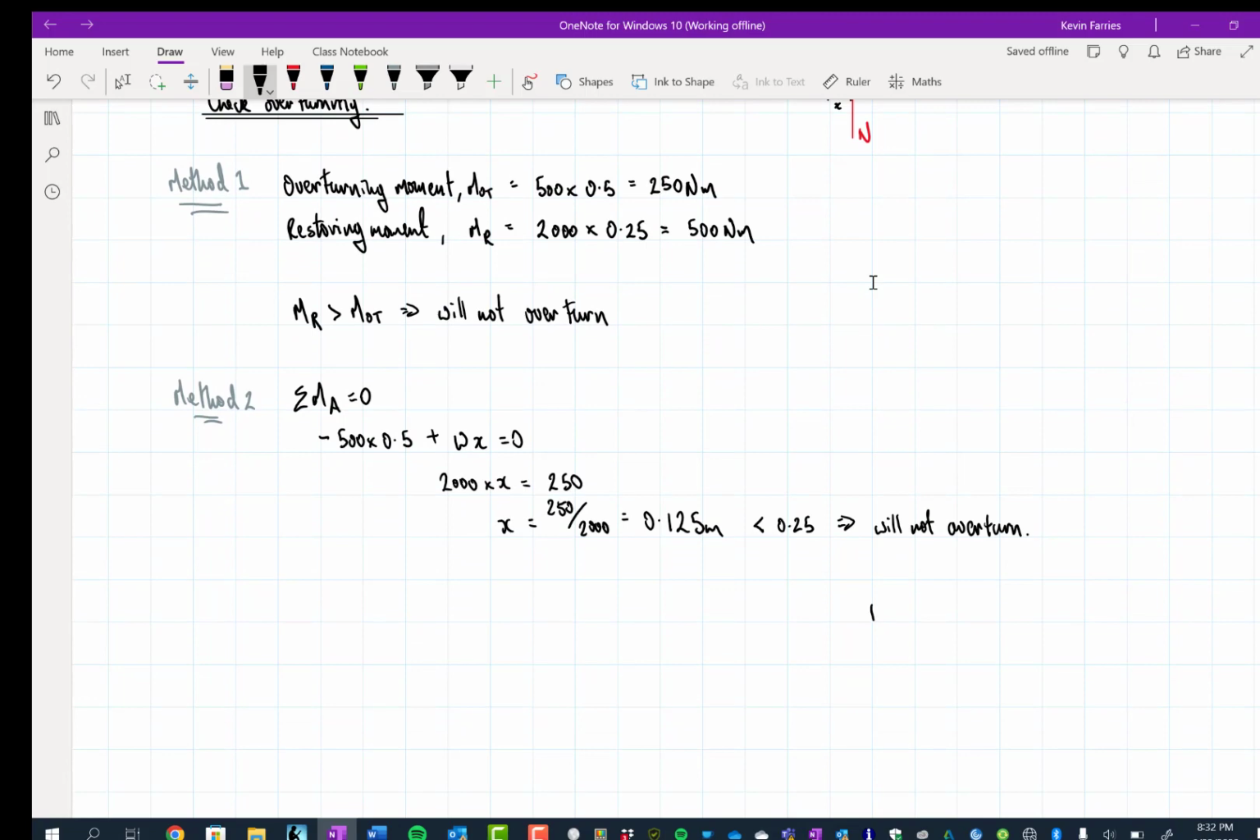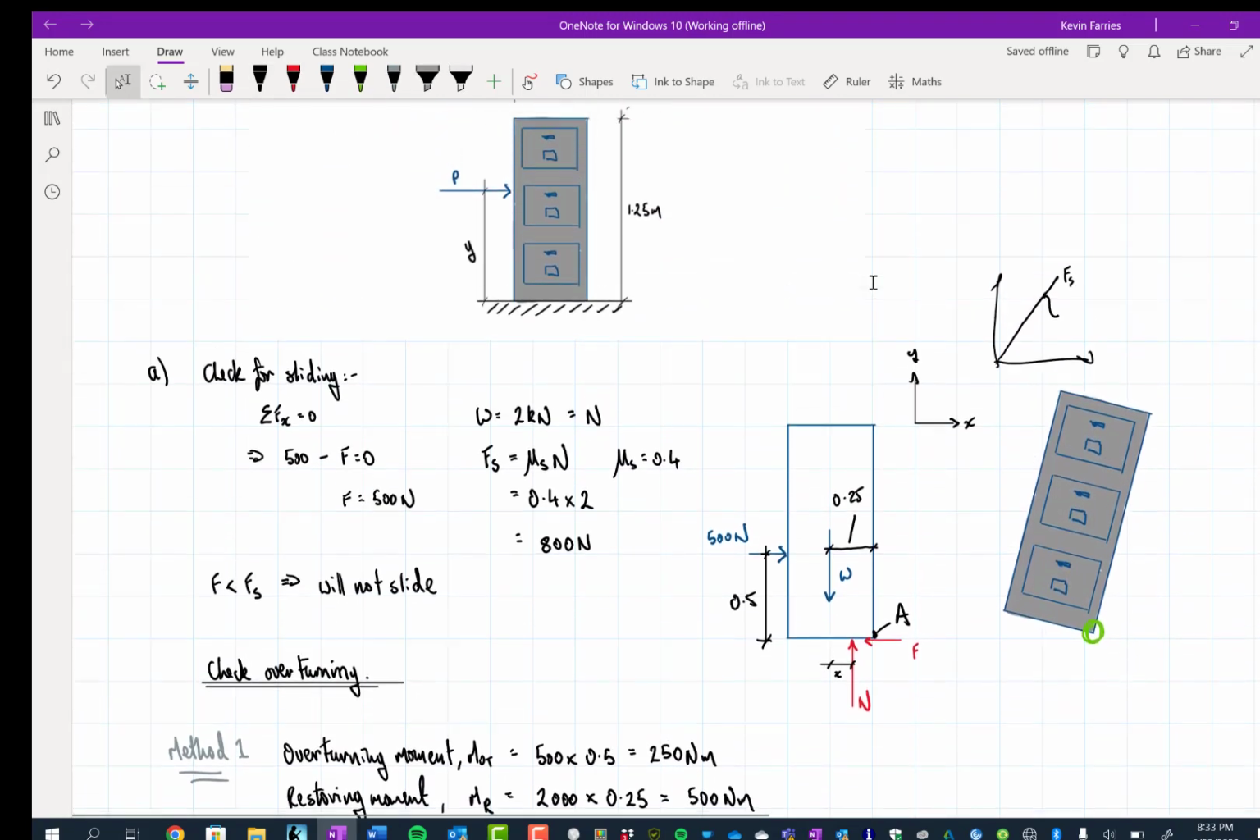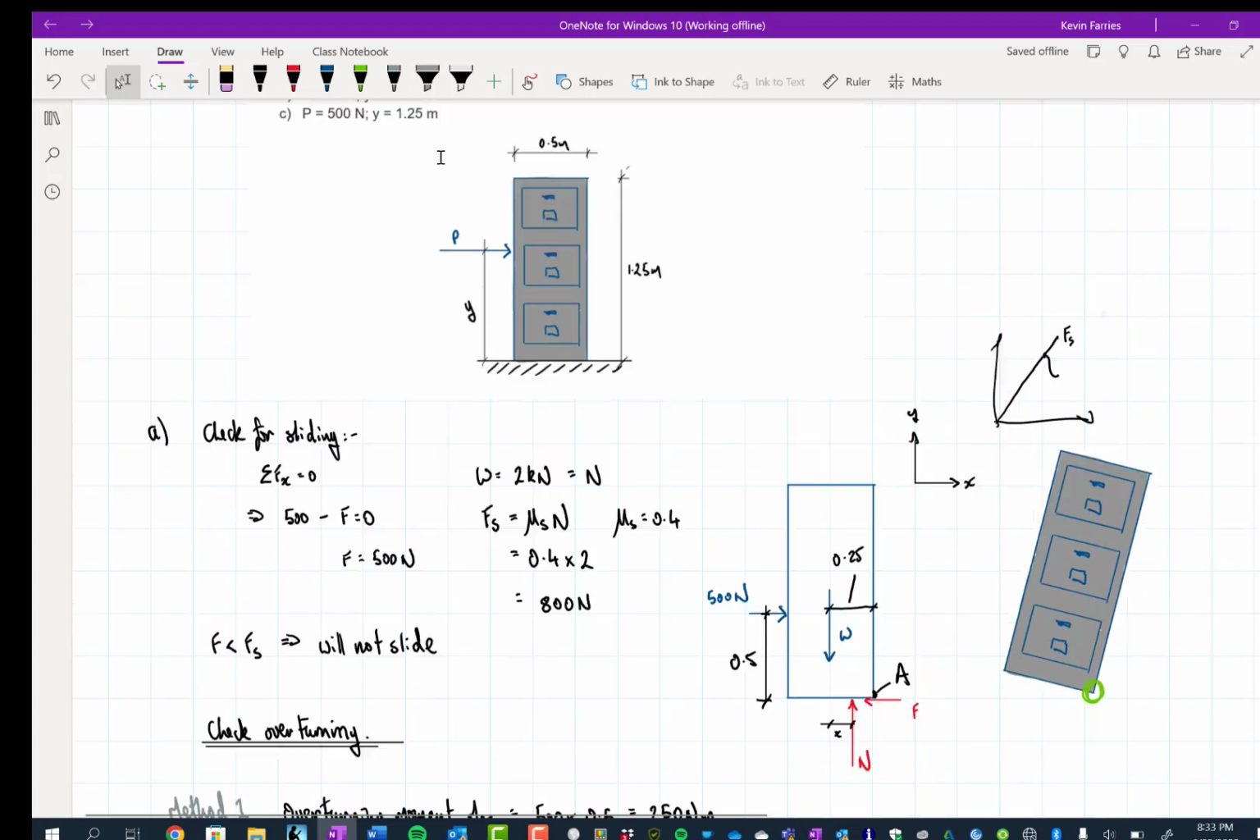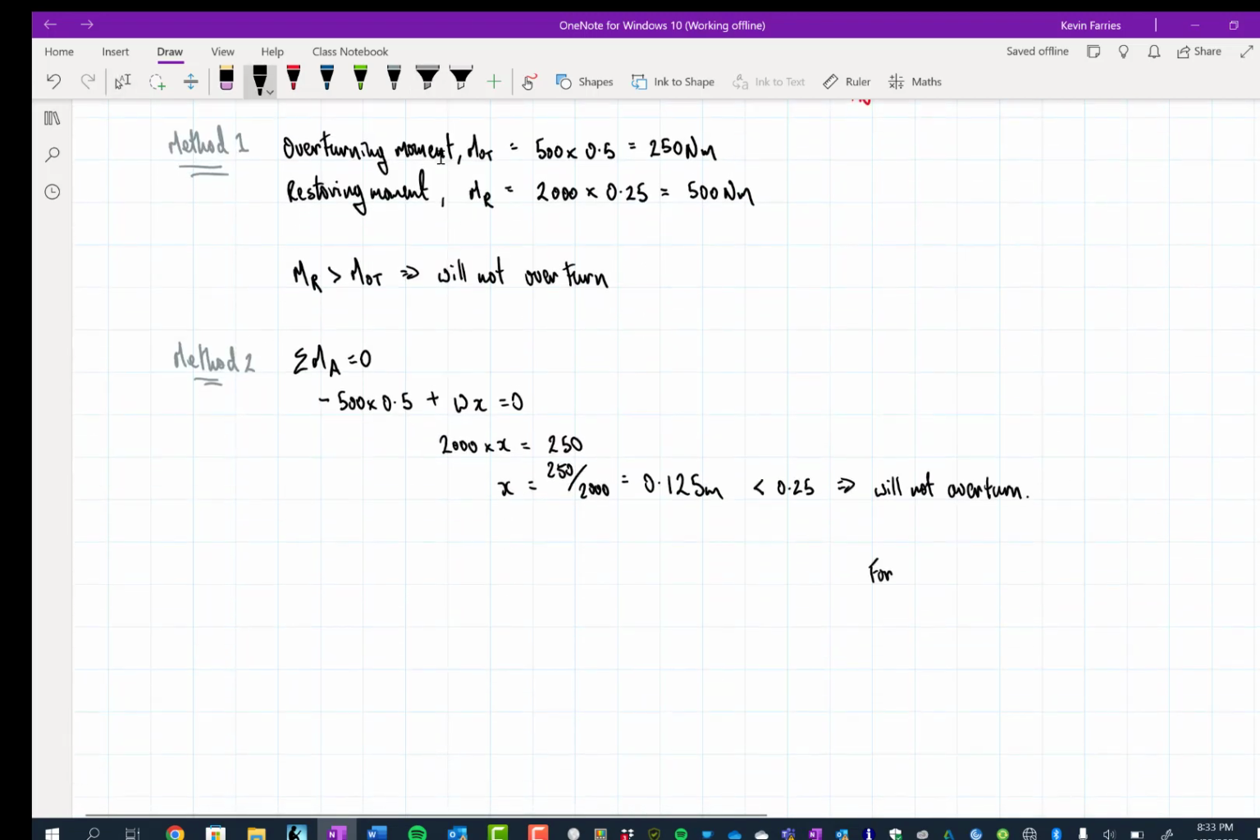Okay, and so overall for this scenario where we've got a force of 500 newtons at a height of 0.5 meters, the cabinet is stable. So for P equals 500 newtons and Y is equal to 0.5 meters, the cabinet is stable.